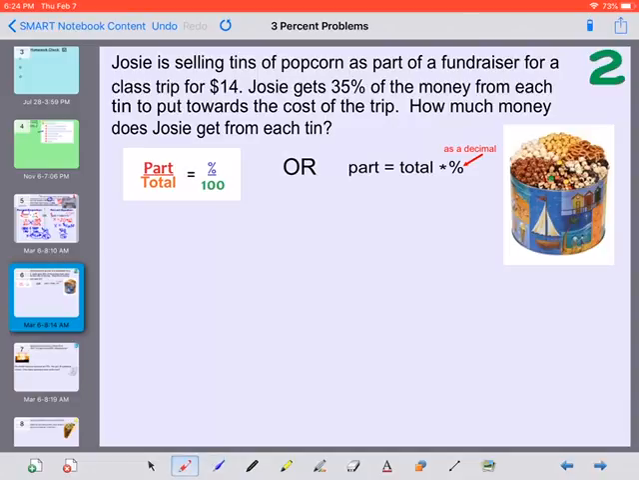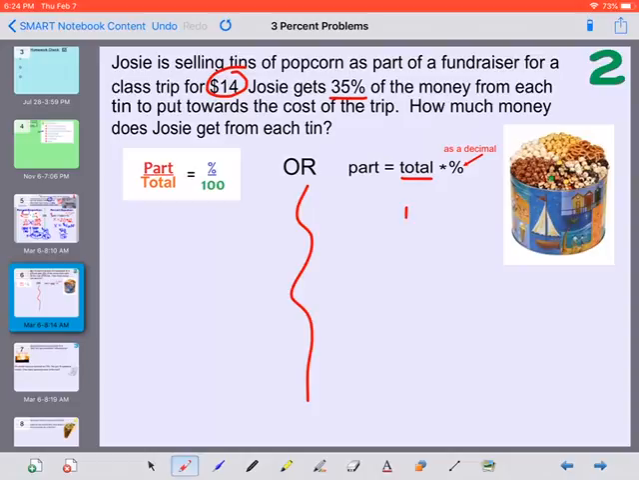Josie is selling tins of popcorn as a part of a fundraiser for a class trip for $14. Josie gets 35% of the money from each tin to put towards the cost of the trip. How much money does Josie get from each tin? So you can use one of the two equations. I'm going to use the percent equation first and then do the proportion to see if we get the same answer. So we know the tin of popcorn costs a total of $14.